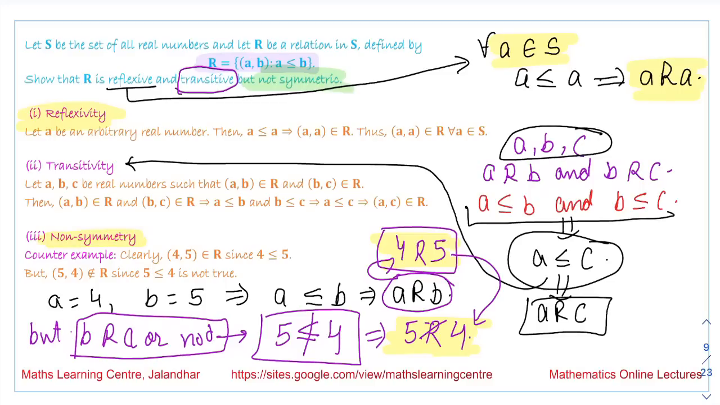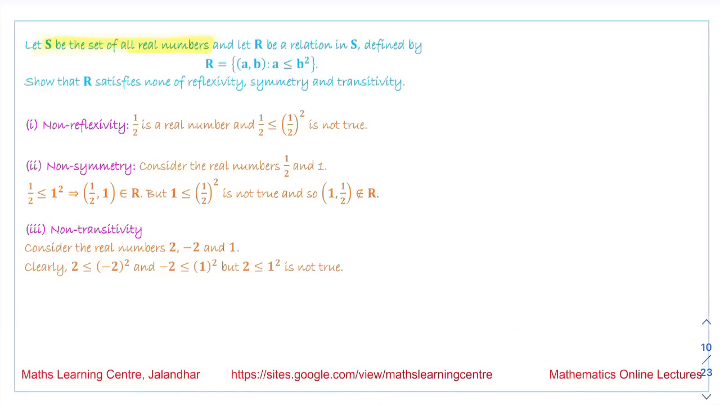Next we have: let S be the set of real numbers and R be a relation in S, defined such that A and B are related if A is less than or equal to B square. We have to prove that this relation is neither reflexive nor symmetric nor transitive.